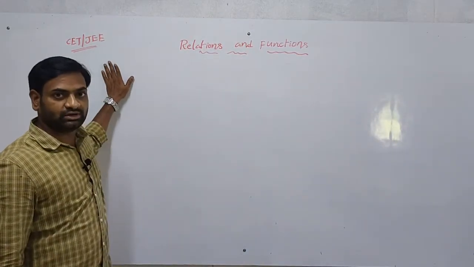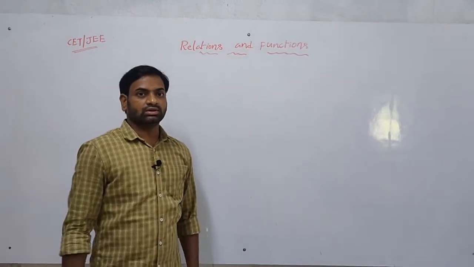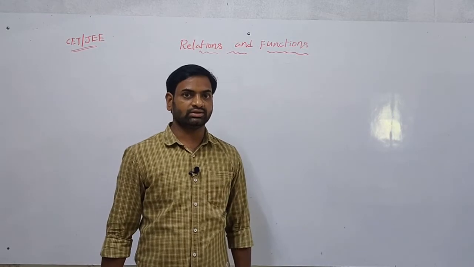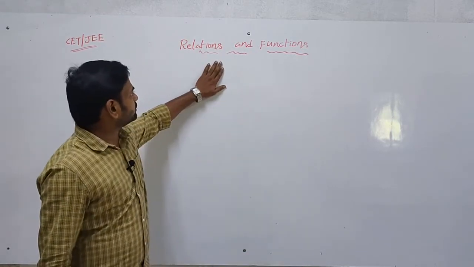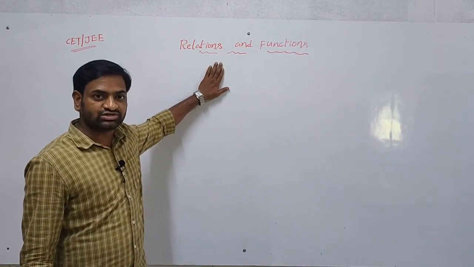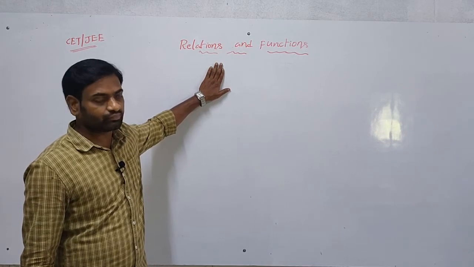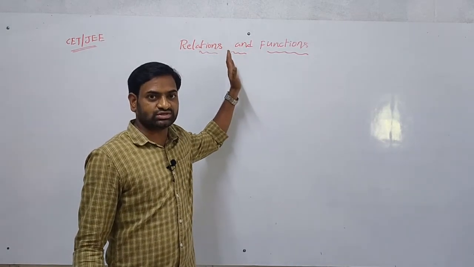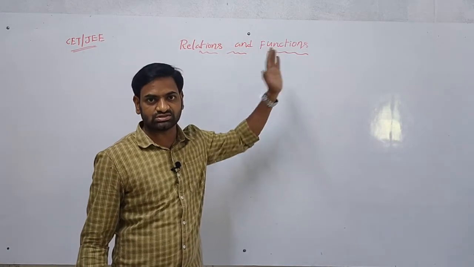CET and GWT classes. In the previous class we completed inverse trigonometry. Now the next chapter is relations and functions. Here there are two topics. First one is relations, next one is functions.